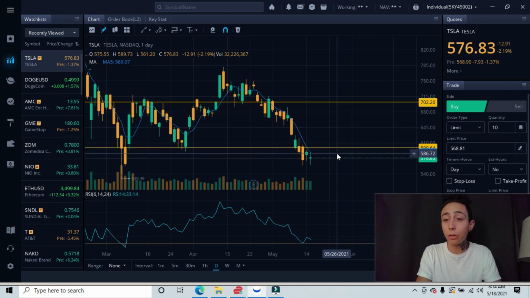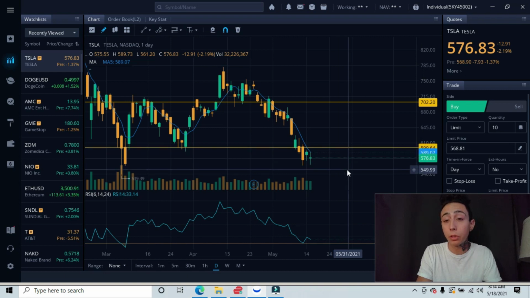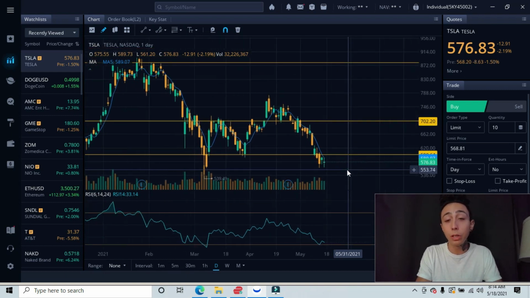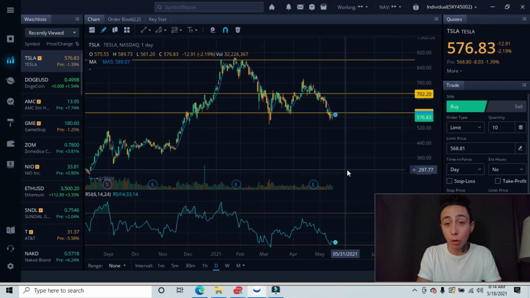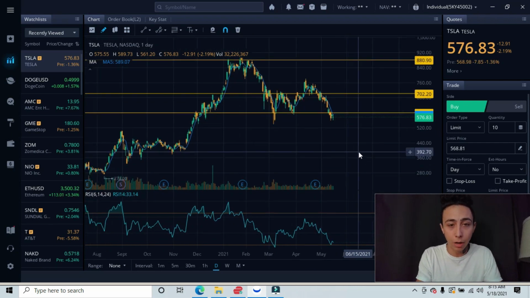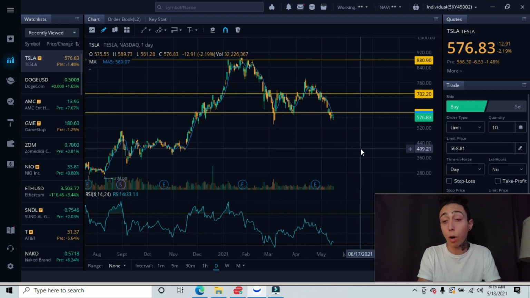Other than that, the second ideal entry is if we come up and retest this resistance area and we fail and start pulling back, then we can start looking for our next level of support, which would probably be way back down here. It's not going to be 100% accurate because I'm not really trying to look for it right now, but it'll probably be around the $392 or $400 area. That'd be our next drop.